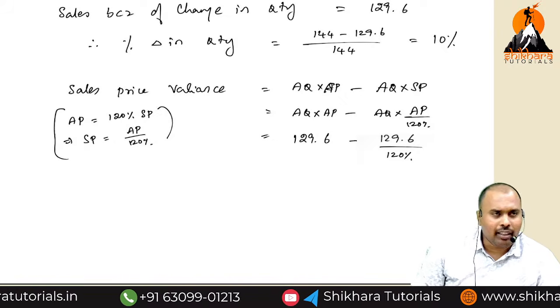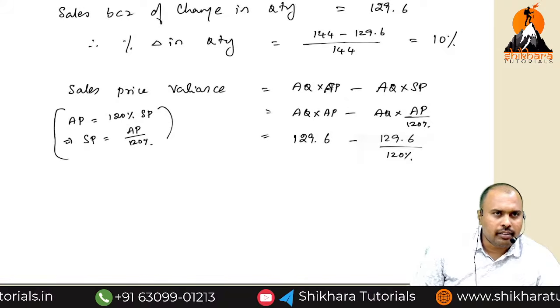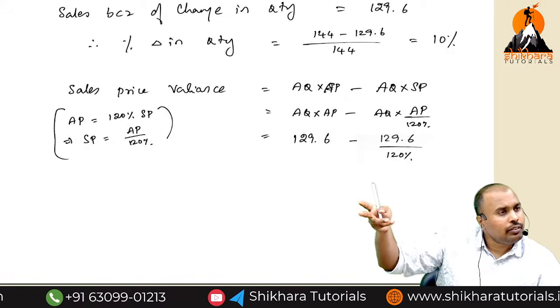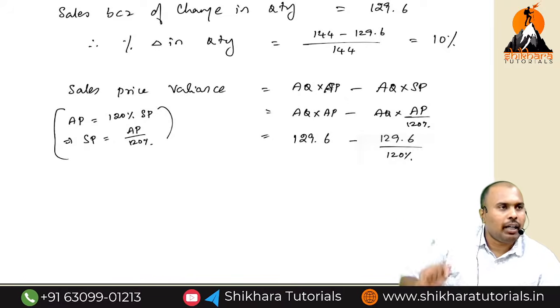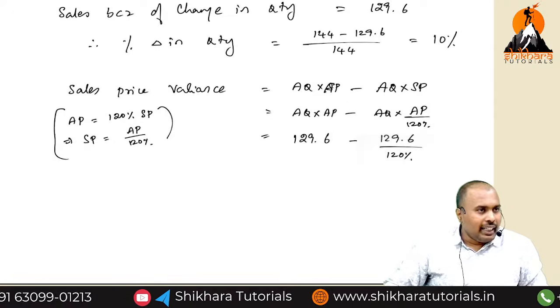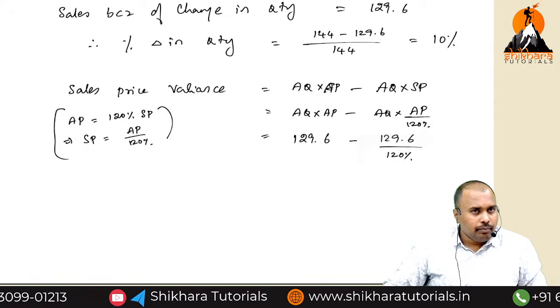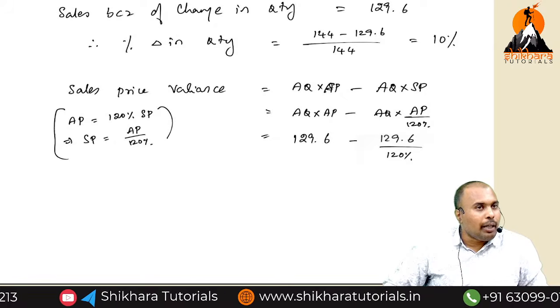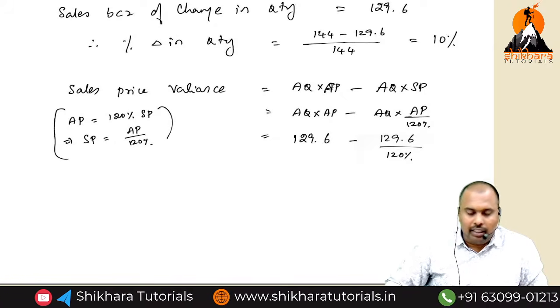The same thing I'm applying. I don't have standard price. I have SQ into SP, I have AQ into AP. But I didn't have AQ into SP. But SP is equal to AP divided by 120%. By applying that, I can have both, right?